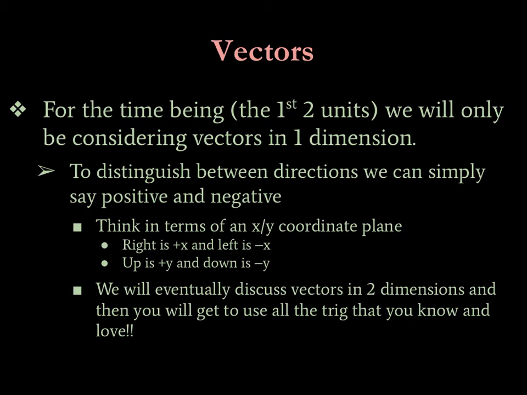Now for right now, we're only going to be worrying about vectors in one dimension. So along a single axis, along the x-axis or along the y-axis. And that simplifies things a little bit because it means that we can distinguish between directions using positive and negative signs. And again, it doesn't matter which direction you call positive as long as you call the other direction negative. So if I'm calling down positive, then I have to call up negative. If I'm calling up negative, then down becomes positive.